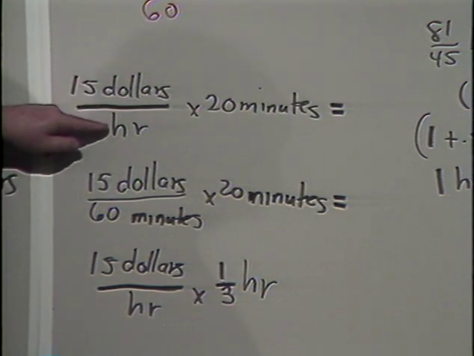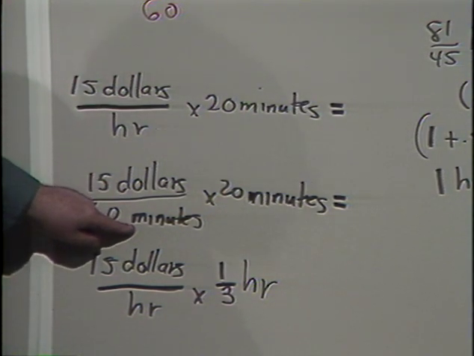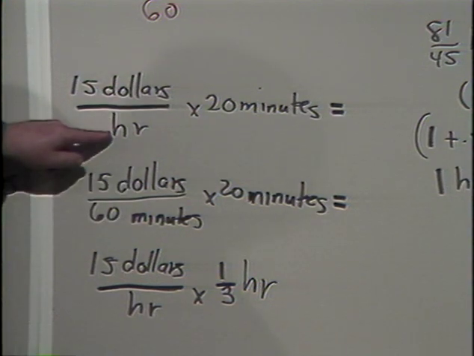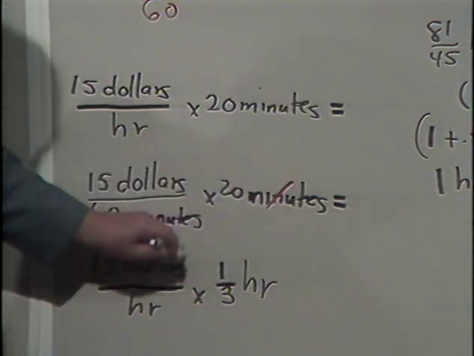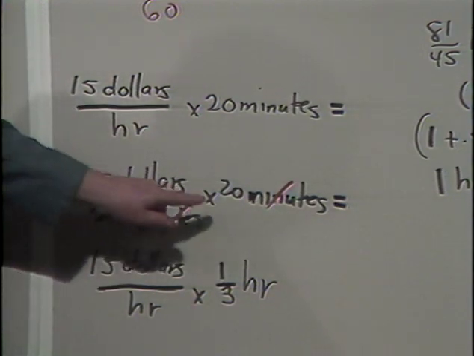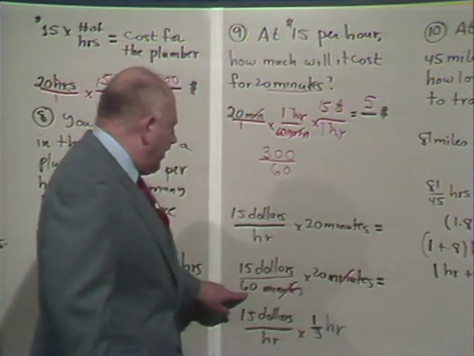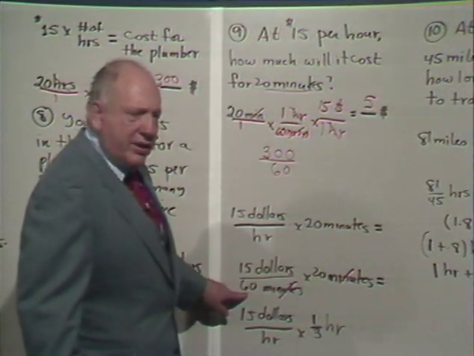See, what you could have said was what? Another name for an hour is 60 minutes. I now replace 1 hour by 60 minutes. Now will the labels cancel here? Sure. And 15 times 20 is 300, divided by 60 is 5. That will give me the right answer.